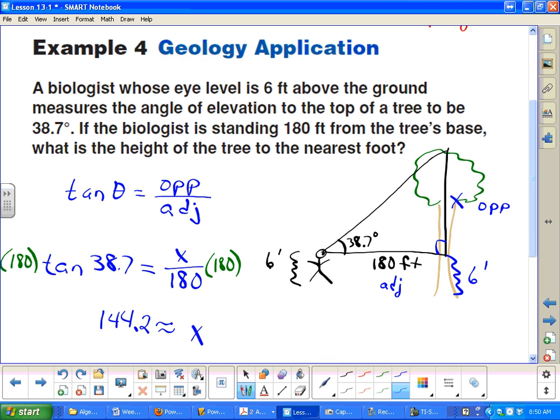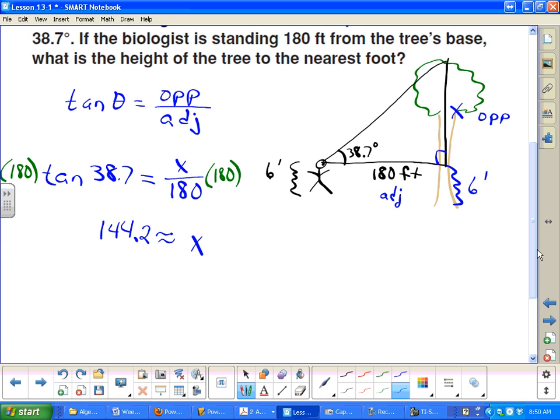So it says if the biologist is standing 180 feet from the tree's base, what's the height of the tree to the nearest foot? So we need to add 6 to that for the height of the biologist. So the tree is approximately 150 feet tall.